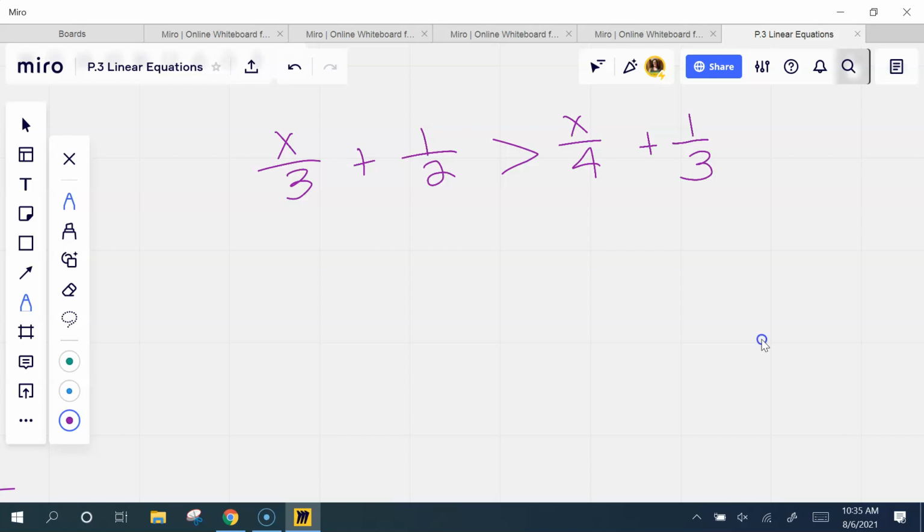It would be 12, right? Least common denominator is the same thing as least common multiple, and I'm looking at all the denominators.